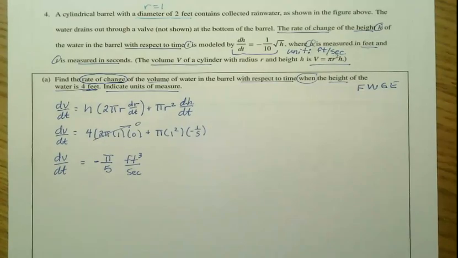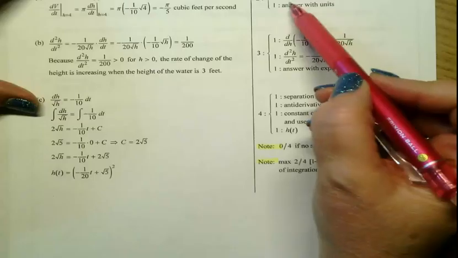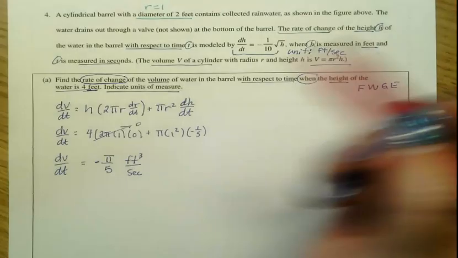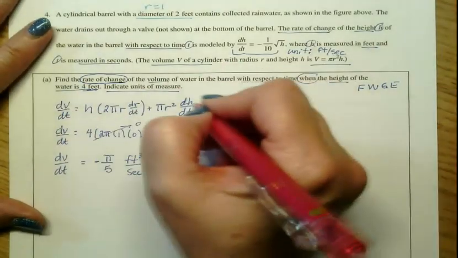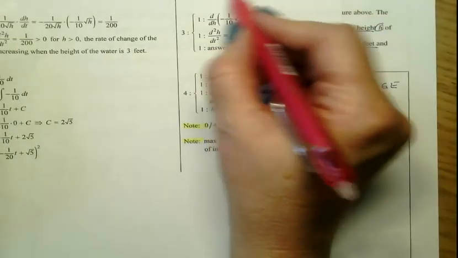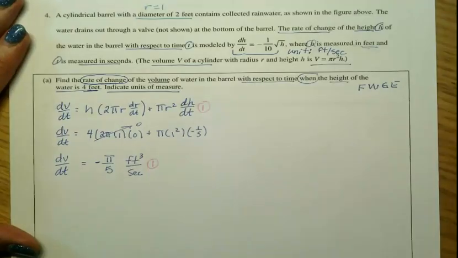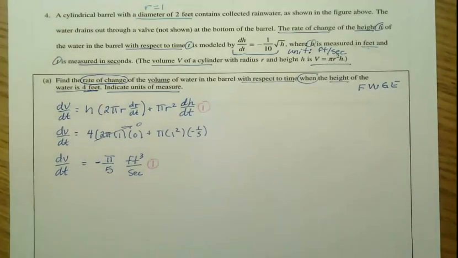Okay, so let's look at the scoring rubric or guide real quick, and then we'll go on to the next part. In this part of the problem, on A, we have 2 points. One is for dV/dt equal to this, so dV/dt equal to all of this. That's the point that we're looking at there. And then 1 point for the answer with units. If you don't have the units, you won't get the point for the answer.